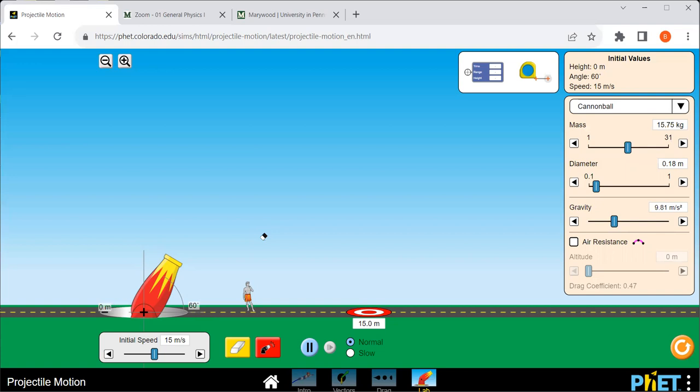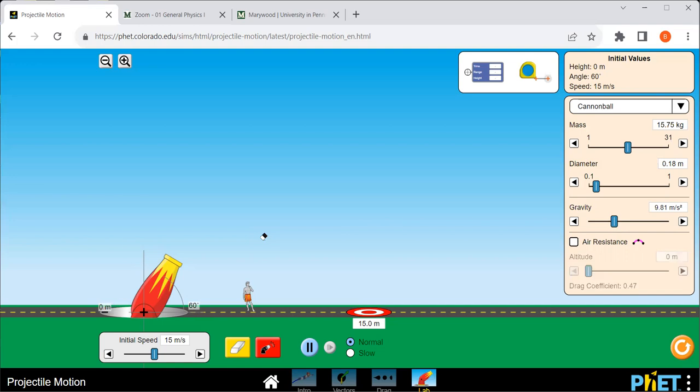Another thing you can do is turn the air resistance on or off, and of course we don't want air resistance. If there is air resistance, you will see that the motion is a little bit different, which we don't want.